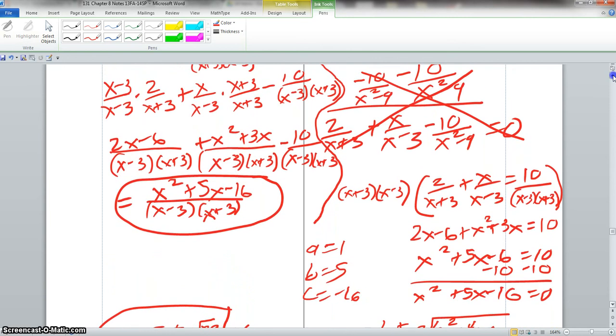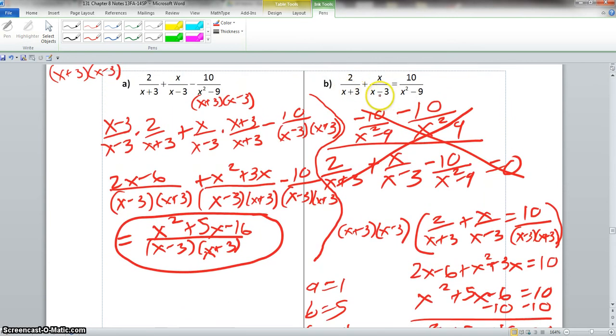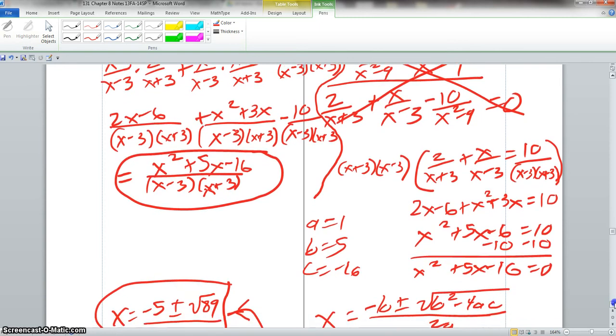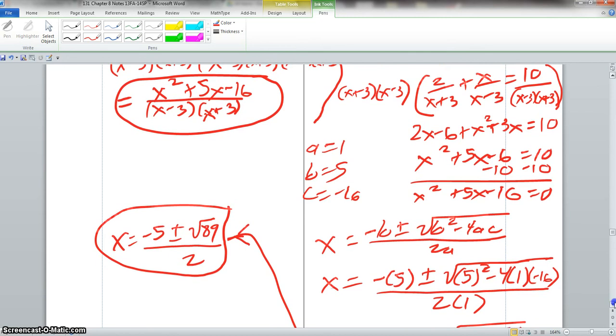We look back up here. We know 3 would make this denominator 0. Negative 3 would make this denominator 0. And we know x squared minus 9 is just these two terms here, the x plus 3 and the x minus 3, those two expressions. So we know that x squared minus 9 would still have the two numbers, 3 and negative 3, that would make that 0. So this down here that we have with the negative 5 plus or minus the square root of 89 over 2 is the acceptable answer and the final answer.